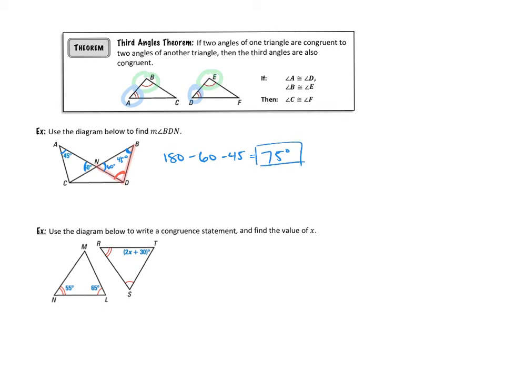In our next example, we're told to write a congruence statement, so we'll do that first. So we'll identify our first set of corresponding angles, which I will write first in both triangles. So you can do your setup here. And so it's L in our first triangle and S in the second one. And then N is congruent to R, so I will write those next. N and R. And I am left with M and T.